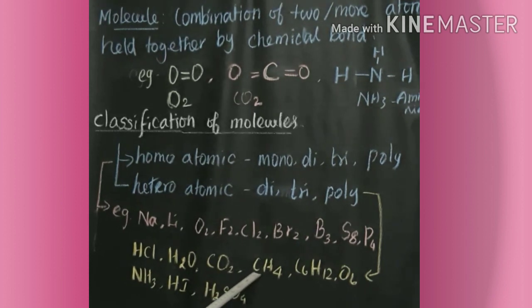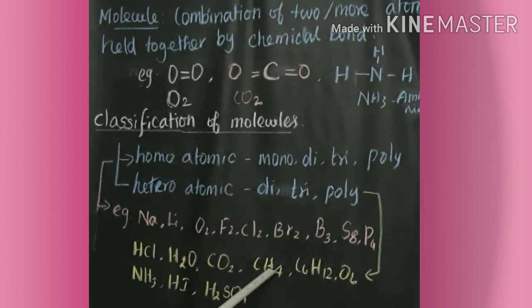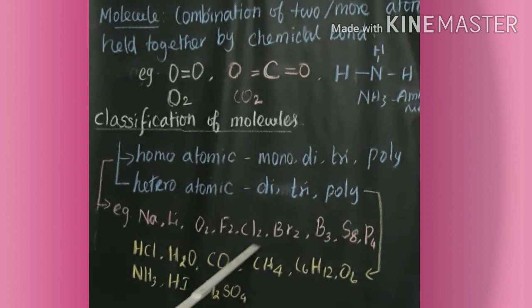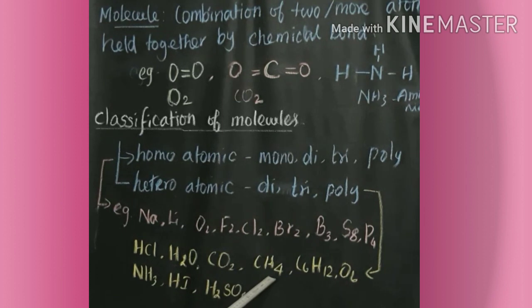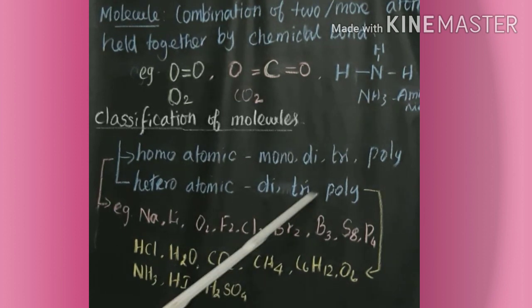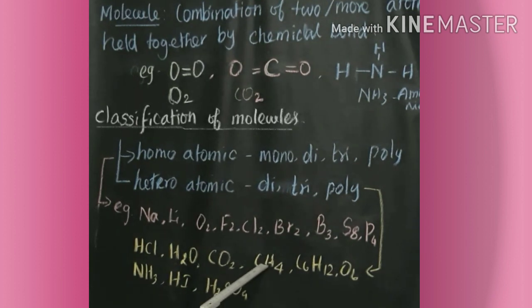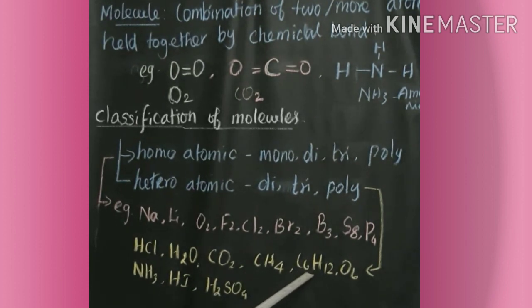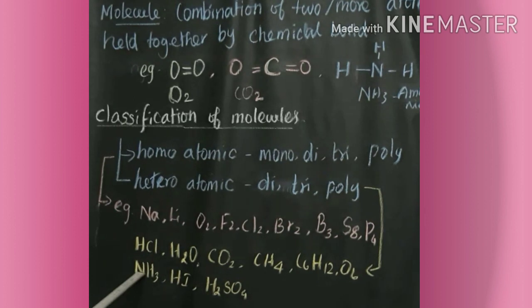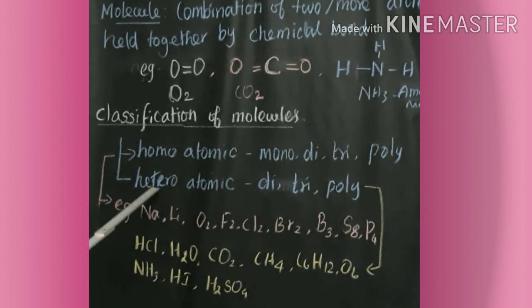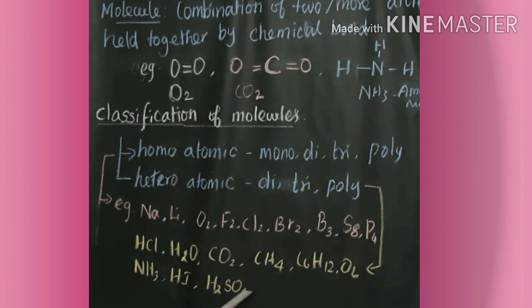Come to this one, 1 carbon atom and 4 hydrogen atoms. So the total number of atoms here is 5. If the number exceeds 3, then this comes under polyatomic. So these are the examples: methane, glucose, C6H12O6, ammonia and sulfuric acid. These are examples of hetero polyatomic molecules.